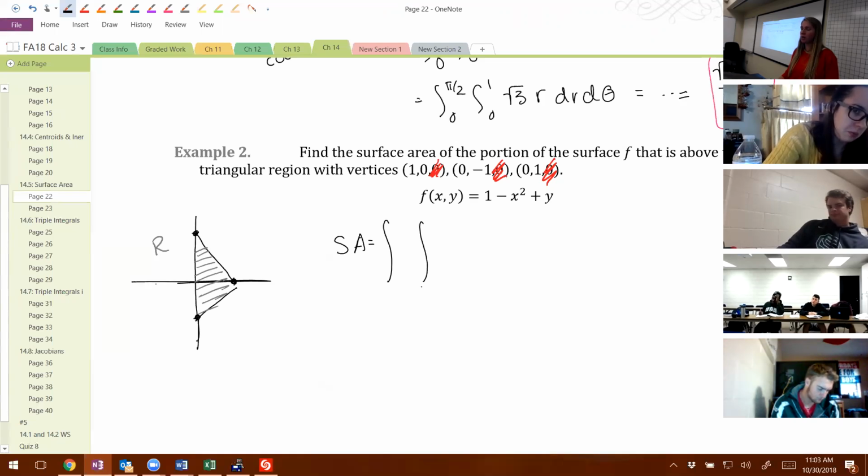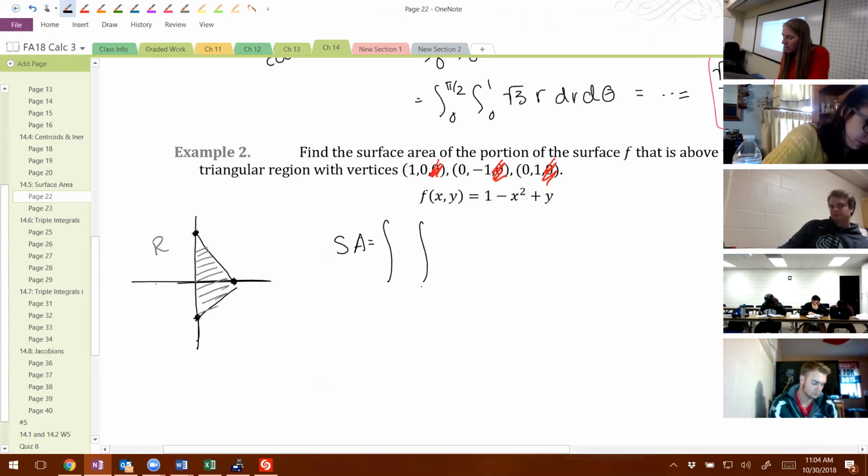Brett suggests rectangular. Do you guys agree with him? Yeah. Okay, there's nothing circular about this region. Don't bother changing it there. So let's keep it all in terms of x and y. We are going to need the partial with respect to x and the partial with respect to y. I'll note those off to the side this time since they're a tad more complicated.